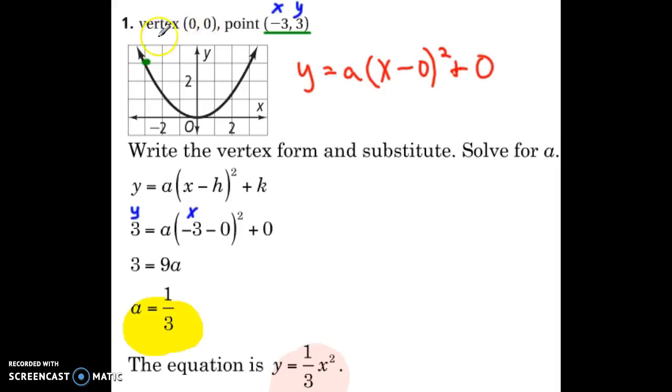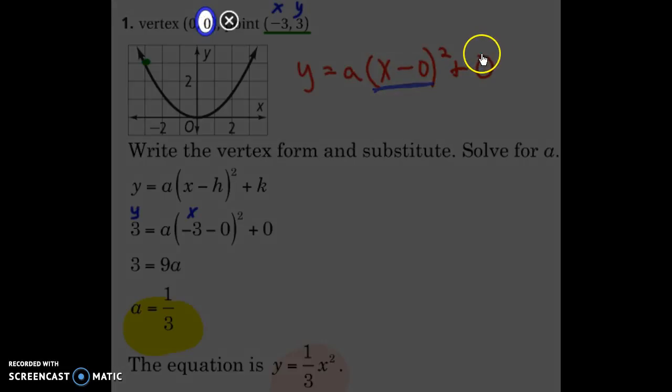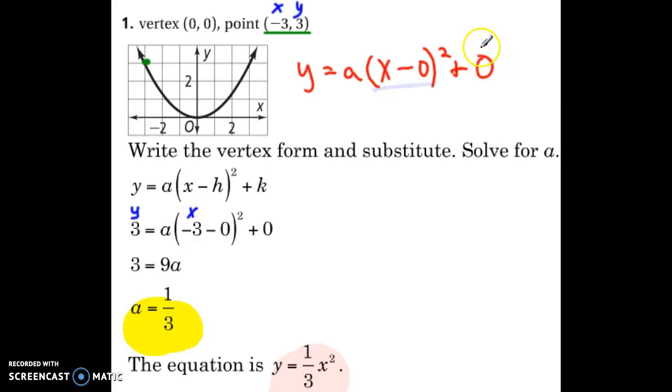In problem number 1, we want to write an equation where we know the vertex and 1 point. So my value of 0 for x makes the perfect square 0, so I get x minus 0. And when I do that, I get my remaining value is 0. That's how I got this 0.